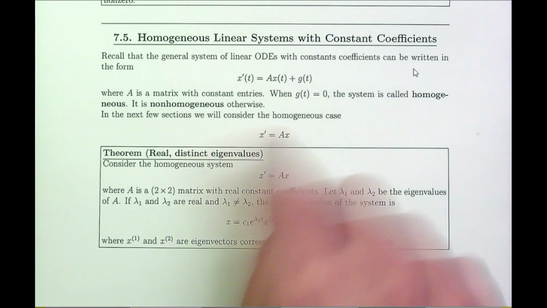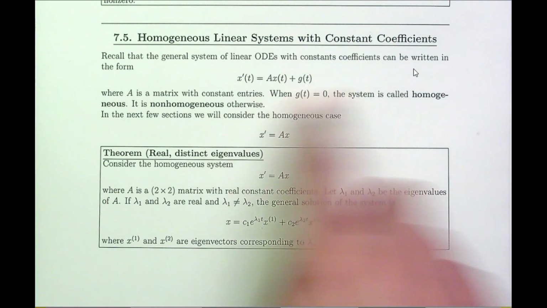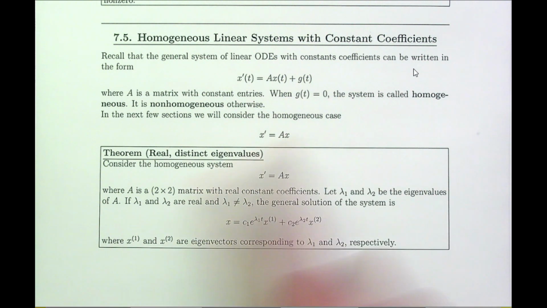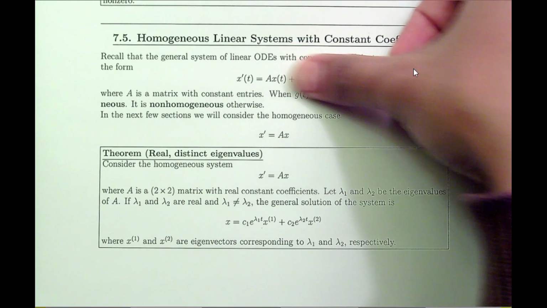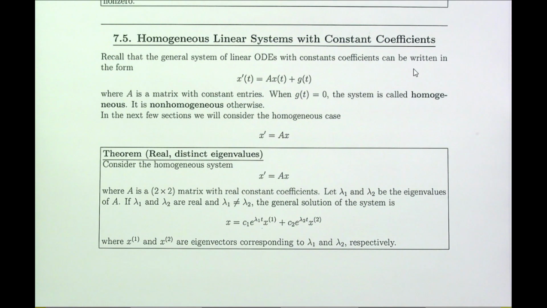So suppose we have this system. The system is going to look like this by omitting the t. All right, so here's the theorem on how to solve these systems.